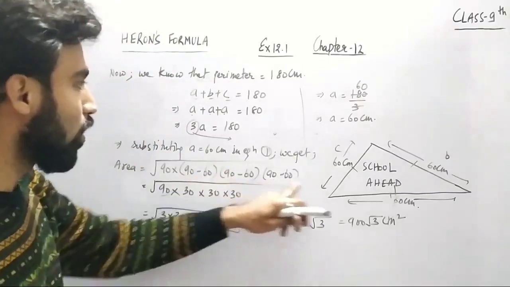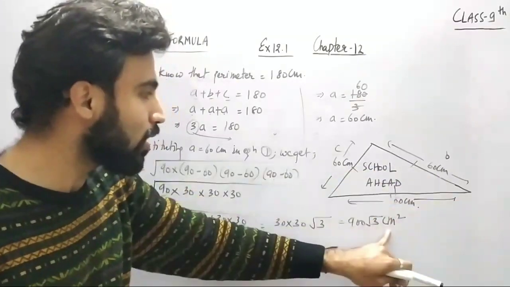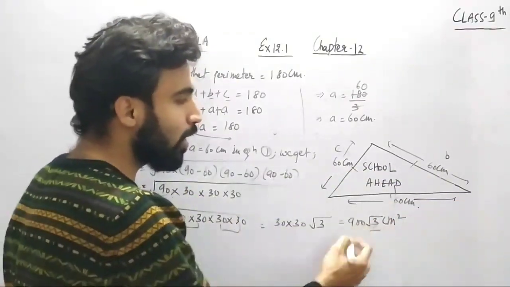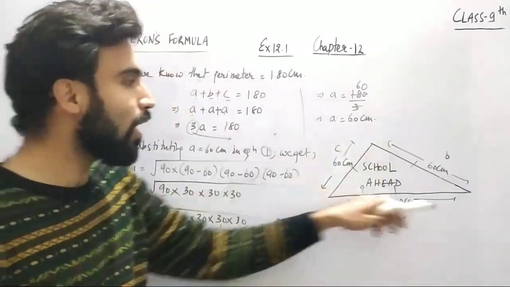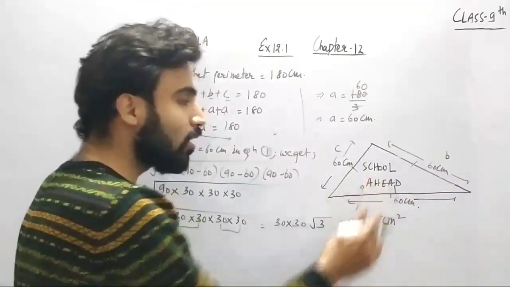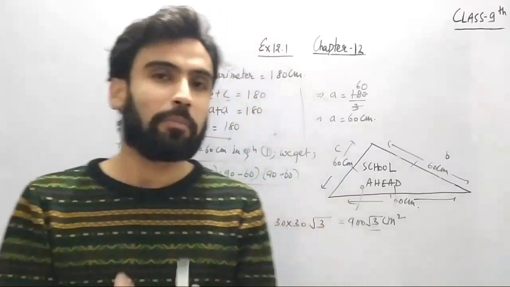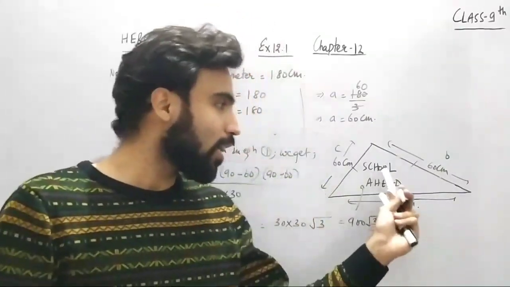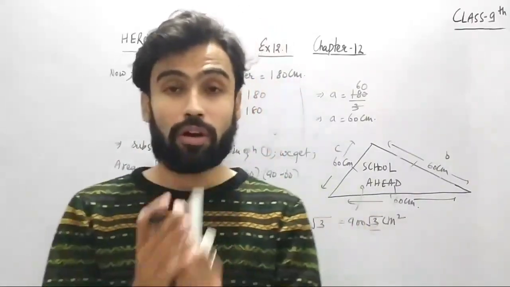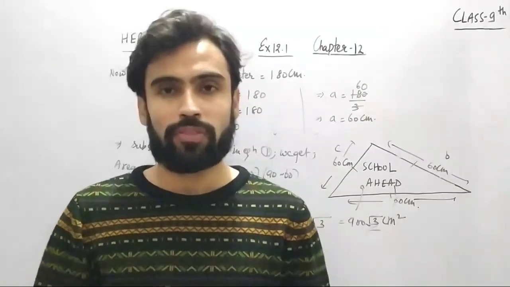You can see here the sides were given in centimeters. So that will be centimeter square, right? So this is going to be the area of this equilateral triangle, on which it was written, school ahead. So you can see here how we found out the area of this triangle with the help of Heron's formula, right? So that is the important thing here.